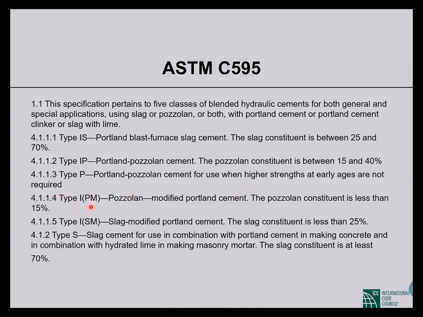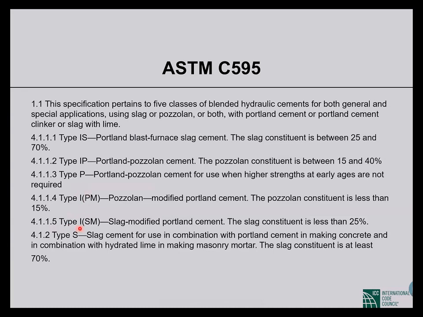Type I(PM), pozzolan modified Portland cement. Basically this is Portland cement. There is a little addition of pozzolanic materials. It is less than 15%. So this is kind of like type A, according to EN standard. CEM II/A, this is like A type, because in CEM II/A, clinker percentage is always more than 80%. And in type B, clinker percentage is less than 80%. This is somewhat similar to type A. You cannot exactly compare because the standards are different, but you can say that they are kind of equivalent.